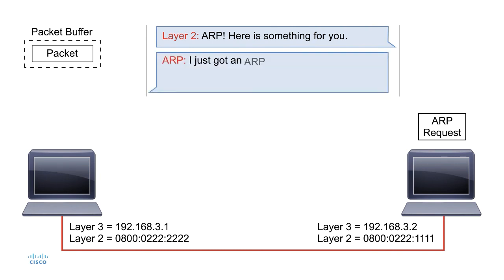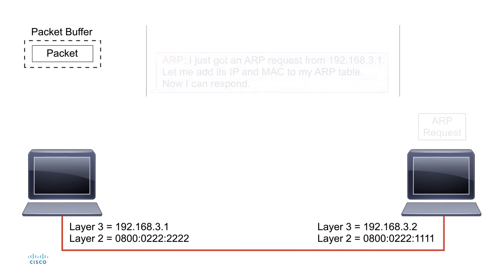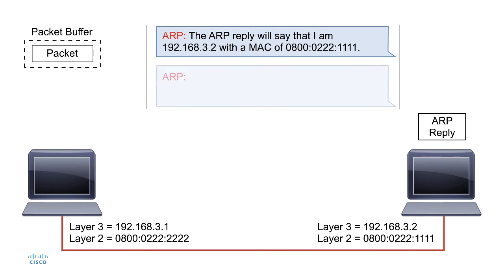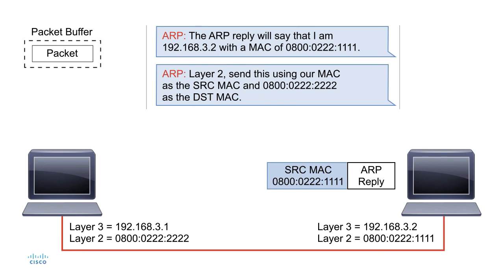Layer 2 says, hey ARP, here's something for you to take a look at. ARP says, okay, that is an ARP request from 192.168.3.1. Now that I heard from him and I know his MAC address, let me put that in my ARP table. And then that way I can respond to him and say, yeah, that's me. So now ARP says, okay, I need to put together an ARP reply that says, hi, I am 3.2 and my MAC address is 0800.0222.1111.